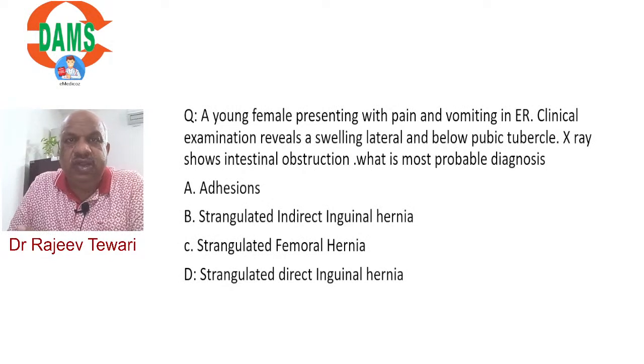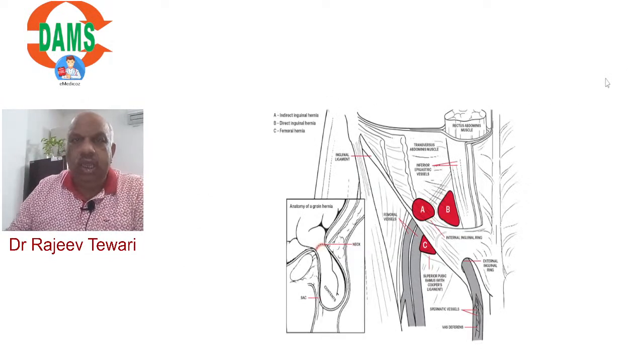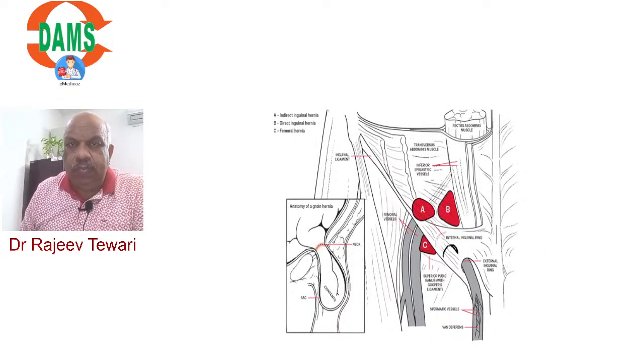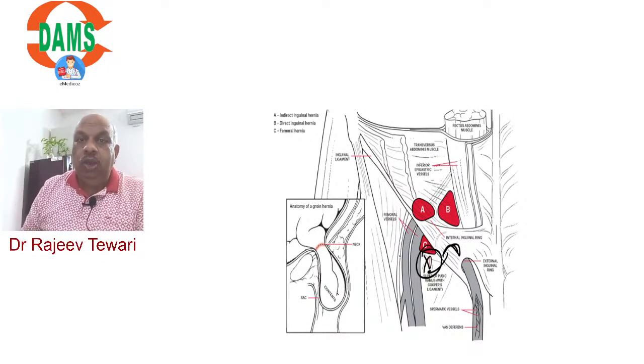Clinical examination reveals a swelling lateral and below. Lateral and below means, this is the pubic tubercle. If the swelling is lateral and below, of course, it is a femoral hernia.